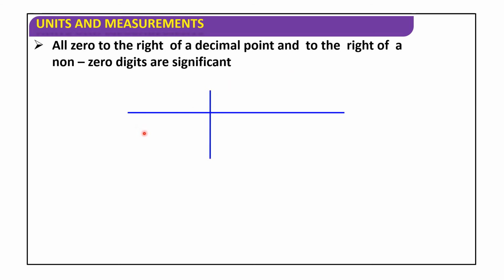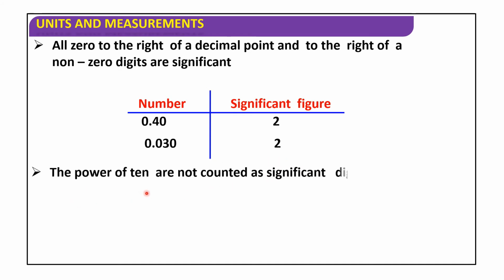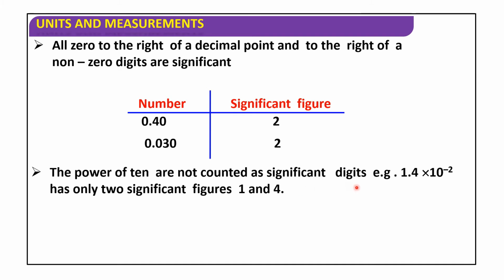See this here, number and its significant figures. These are all zeros to the right of a decimal point and to the right of a non-zero digit are significant. The number is 0.40. Its significant figures are 2. Next number 0.030. Its significant figures are also 2. The power of 10 is not counted as significant digits. Example, here 1.4 into 10 to the power of minus 2 has only two significant figures, 1 and 4.